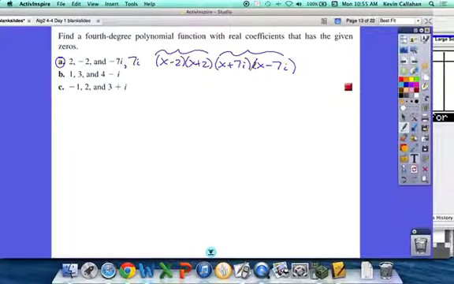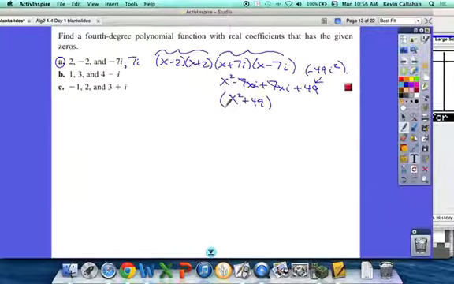So let's see, x plus 7i times x minus 7i. This will be x squared minus 7xi plus 7xi, and positive 7 times negative 7 is negative 49, but then there's an i squared, so that'll make that plus 49, right? That's negative 49i squared. So that whole thing reduces to x squared plus 49.